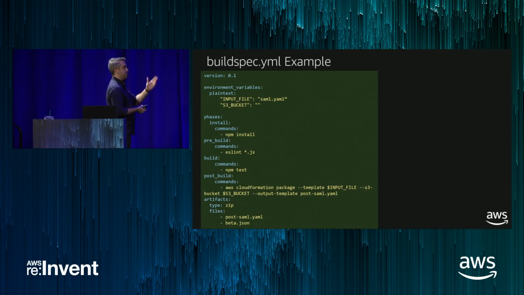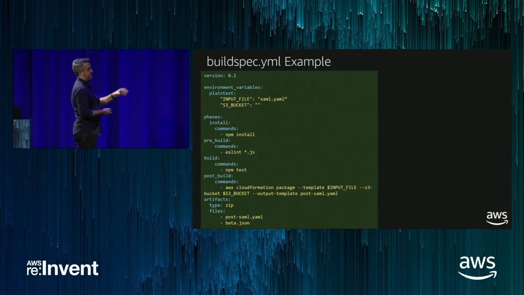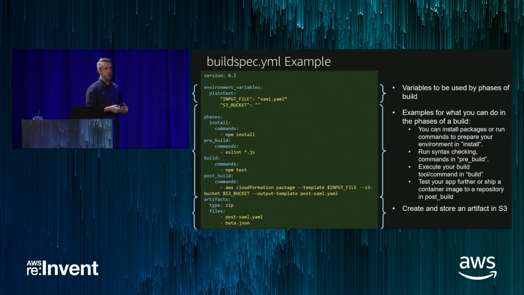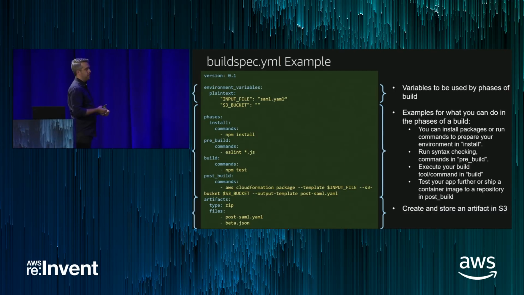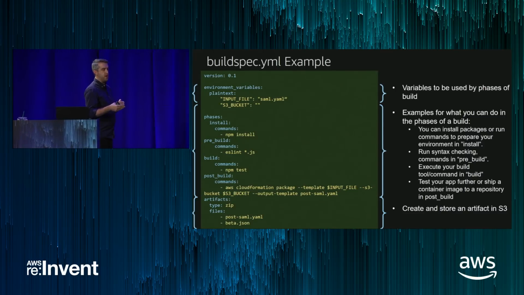I mentioned that CodeBuild uses an instruction file. That instruction file is called a buildspec.yml file. It's a YAML file, and we see here a very basic example of one. What this file does for us is a couple of things. It has some environment variables that we're going to consume as part of our execution. It then has 4 phases: an install phase, pre-build, build, and post-build. And they actually execute in that order.